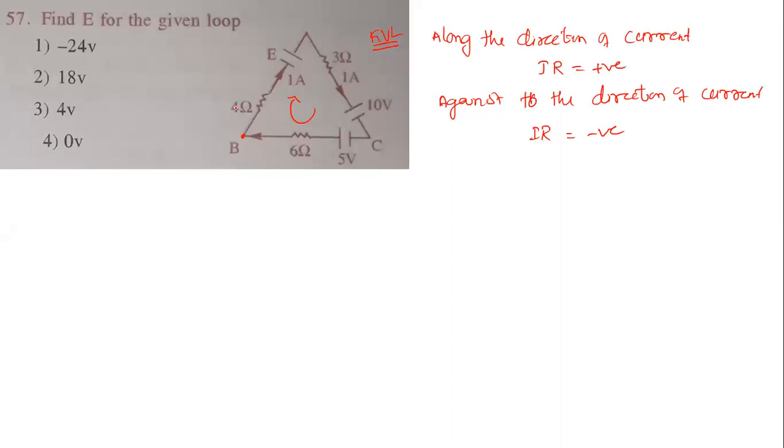First, I encounter what now? A 4 ohm resistor, right? In this branch, how much current is there? 1 ampere current is there. So should I take positive or negative? Am I going along the current or against the current? I'm going along the current. So what is the IR now? Positive. What is the IR here? 4 into 1, or you can say I into R, right? So 1 into 4, or just 4. Directly you can write 4.